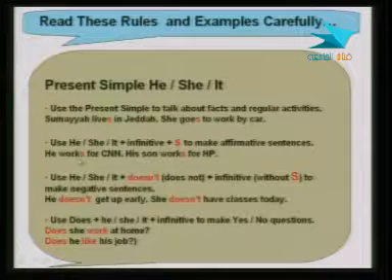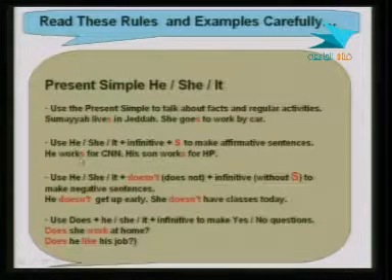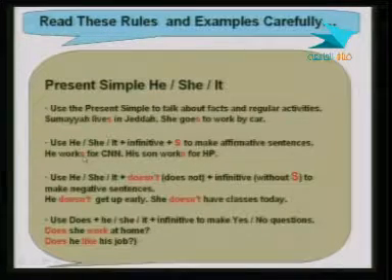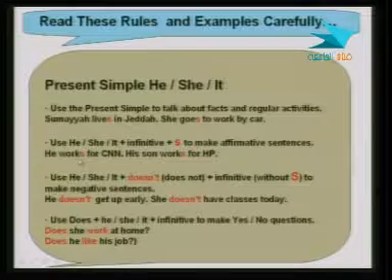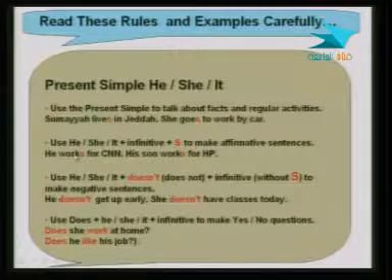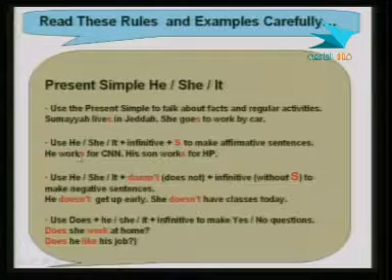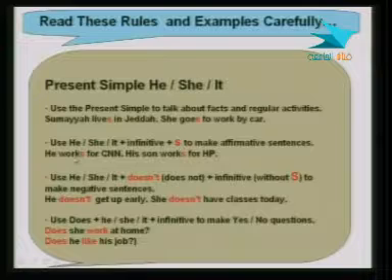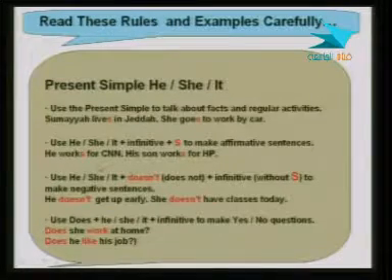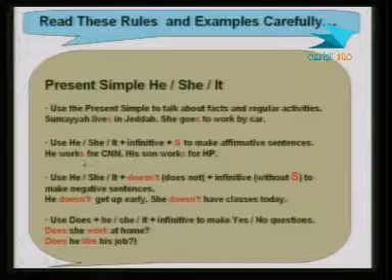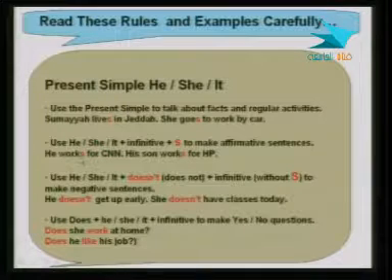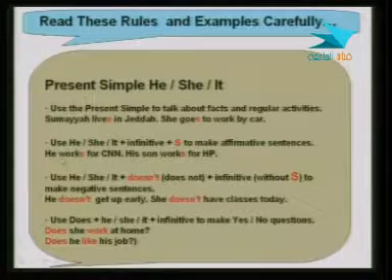So he works for CNN. Notice that here the k is a voiceless sound, and the s here is also pronounced voiceless because it has to agree with the phonetic features of the final sound in the word, or in the verb, work. So he works for CNN. We added an s to the verb, and it doesn't stay as it is. Okay, but the base form is written in black color.